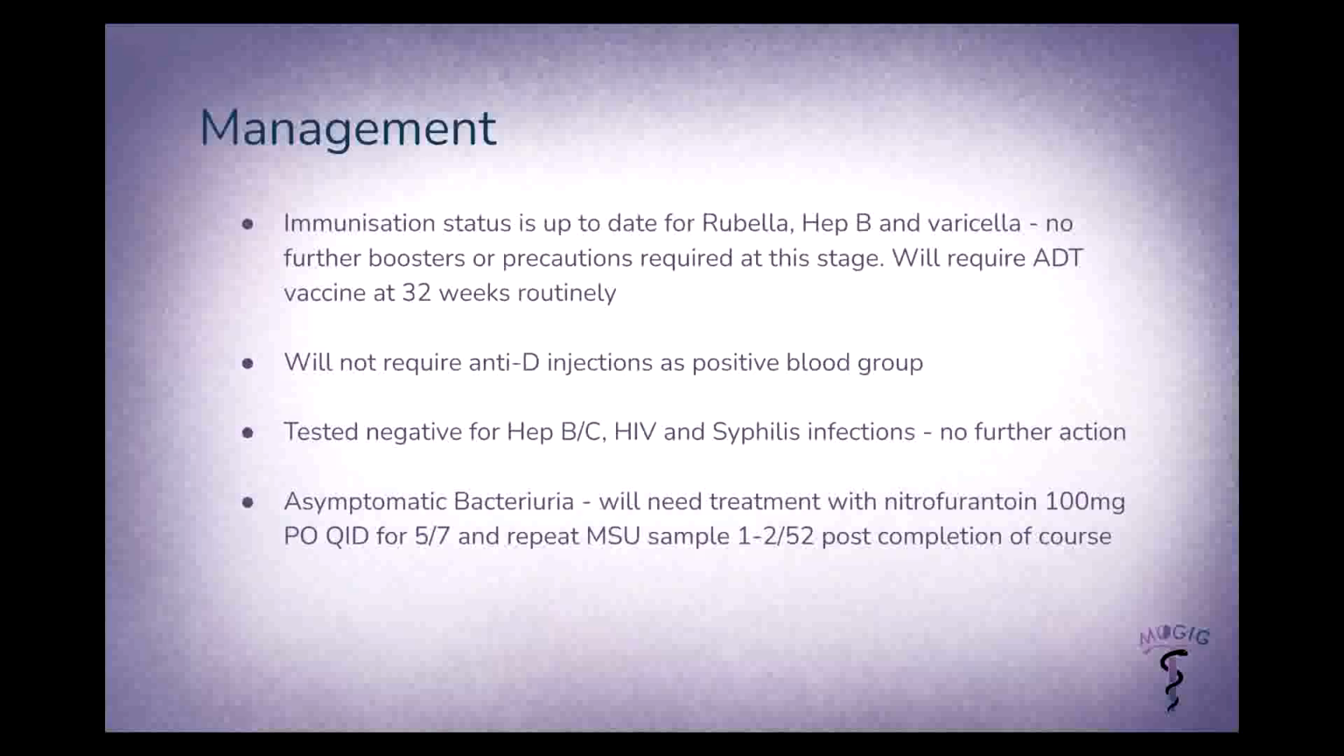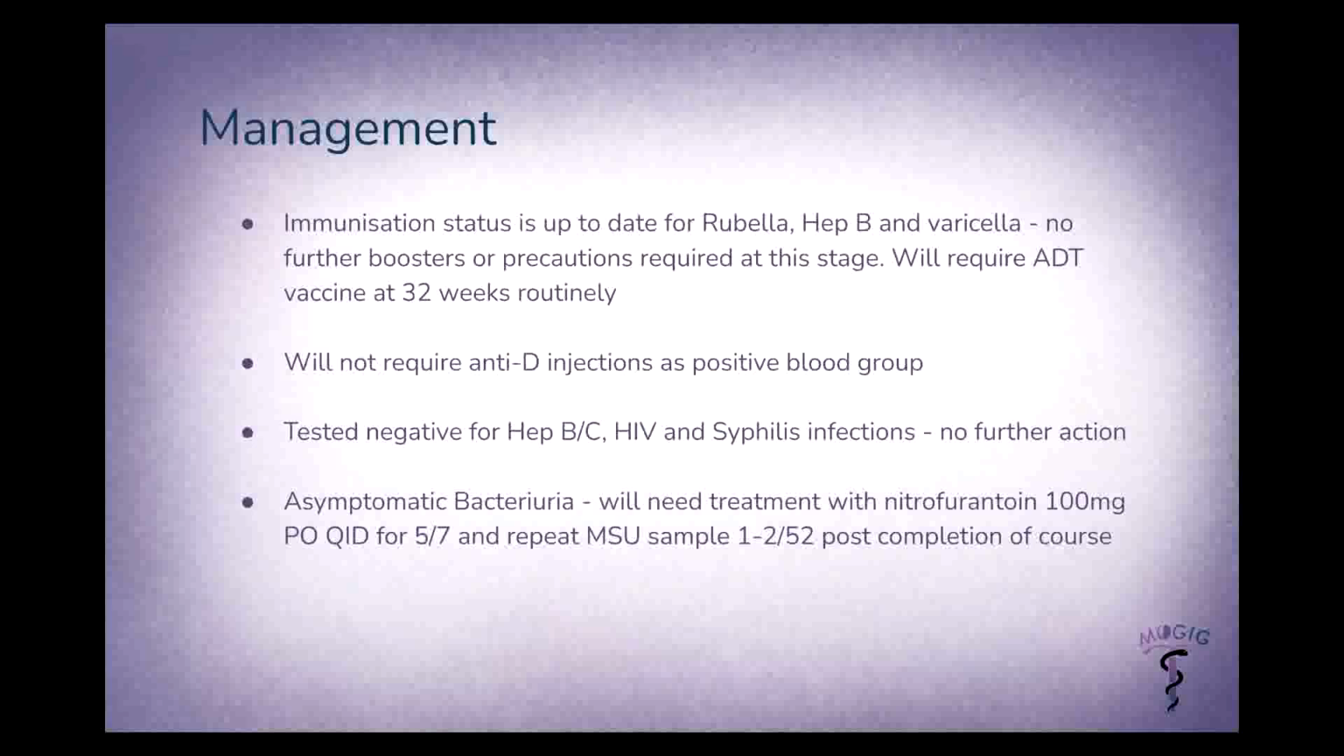In terms of management, we know that Eloise's immunisation status is up to date for rubella, hepatitis B and varicella, so she probably doesn't require any further boosters or precautions at this stage. You advise Eloise, though, that she would benefit from an ADT immunisation at 32 weeks, as is suggested for all pregnant patients, and she is happy to go ahead with that.